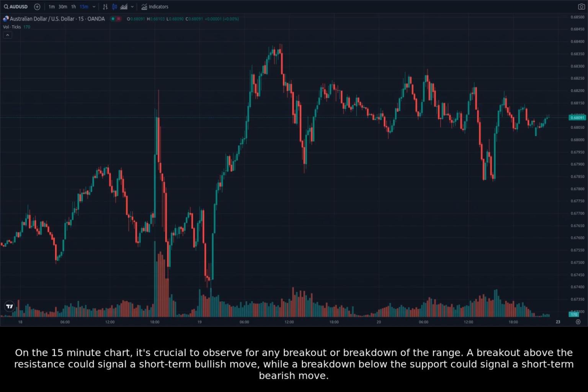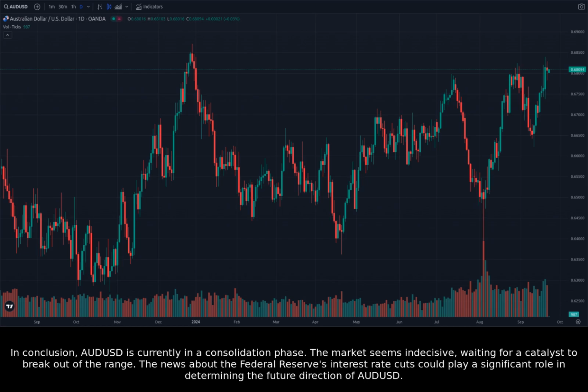On the 15-minute chart, it's crucial to observe for any breakout or breakdown of the range. A breakout above the resistance could signal a short-term bullish move, while a breakdown below the support could signal a short-term bearish move. In conclusion, AUDUSD is currently in a consolidation phase. The market seems indecisive, waiting for a catalyst to break out of the range.